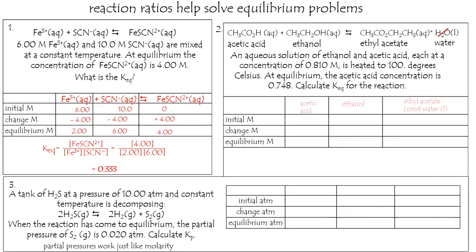Here's our balanced chemical equation. We are omitting water. It's omit solids and liquids. Those two are given, and nothing's happened initially. This goes down to 0.748, the acetic acid, so now we're in a position to say that went down by 0.062, as will the ethanol, and the ethyl acetate, 1:1:1 ratio, will go up by 0.062.